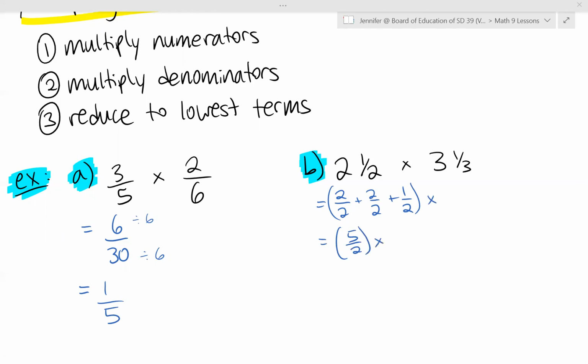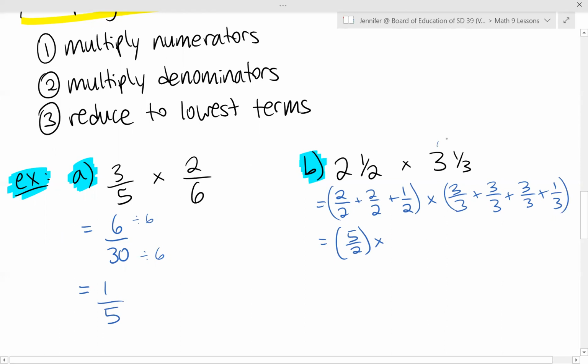So we've got 3 over 3 plus 3 over 3 plus 3 over 3 plus 1 over 3, because that's 1 plus 1 plus 1 gives us this big number 3. And then when we add those numerators, we've got 3, 6, 9, so 10 over 3. So we converted them to improper fractions, and then we multiply like normal. This is going to give us 50 over 6.